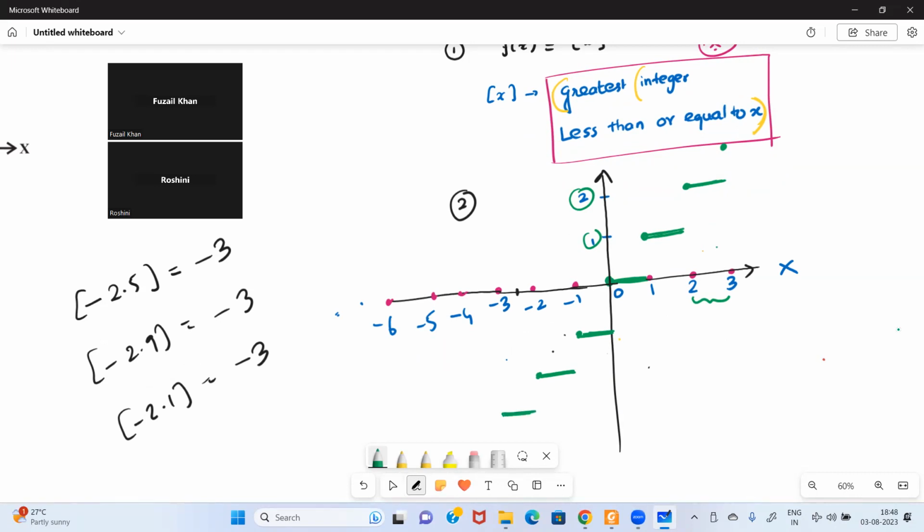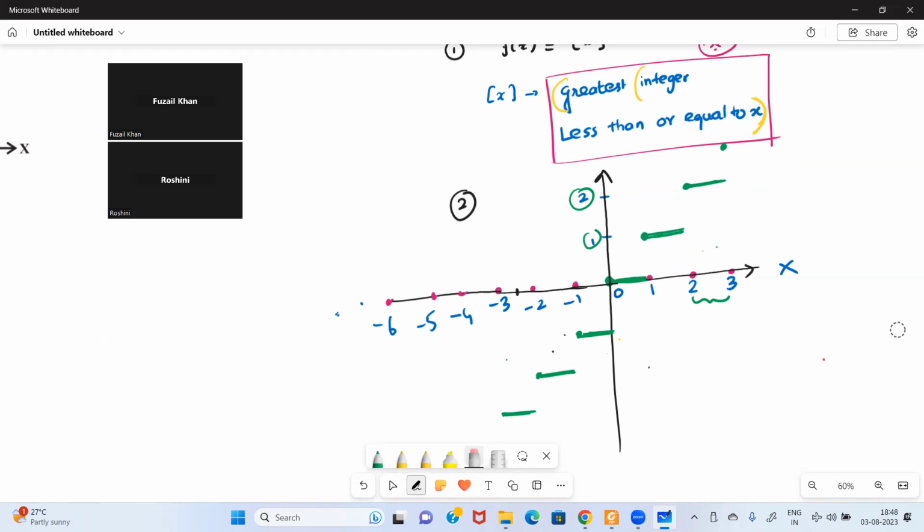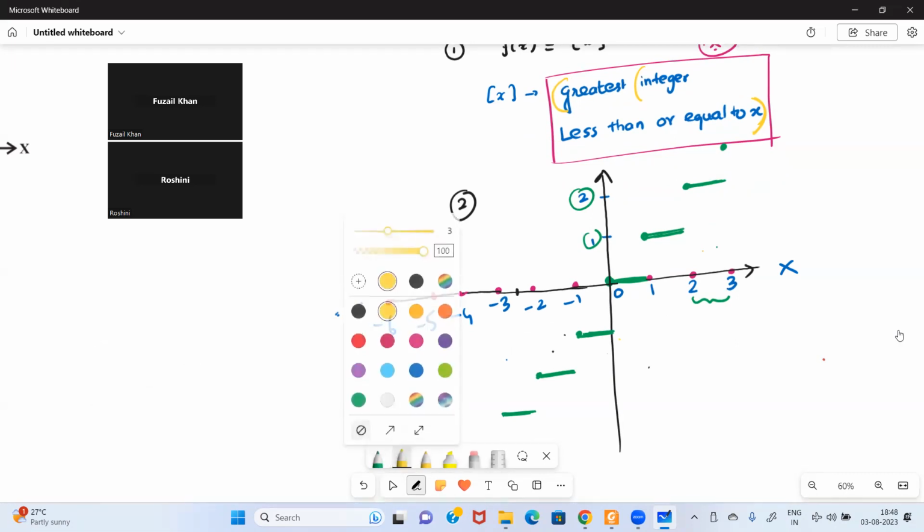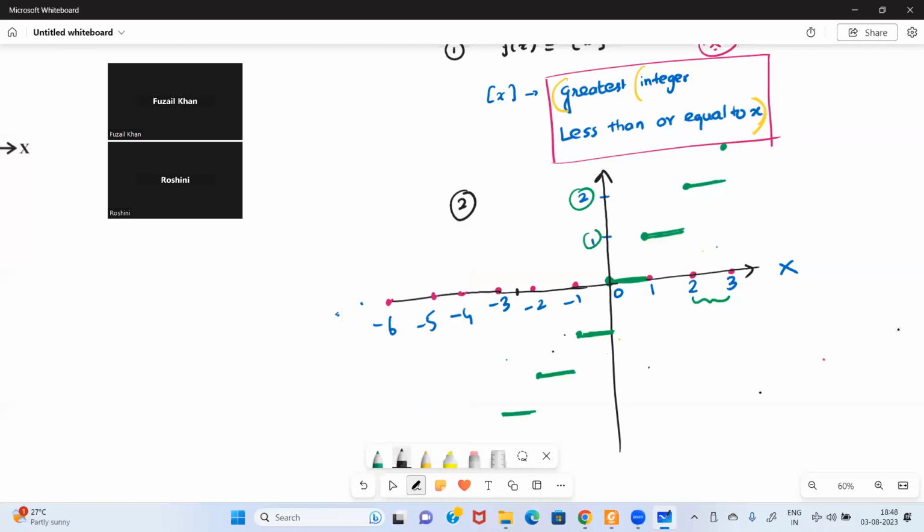Is it clear, guys? So this is the graph of the greatest integer function. Did you understand now? Even if you did not understand, you can draw this. That's not a big deal. But the point is, in the future you will need to know this. It's also called a step function. Isn't it looking like steps?